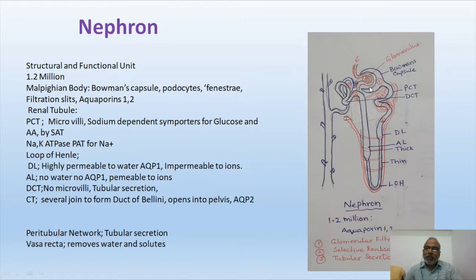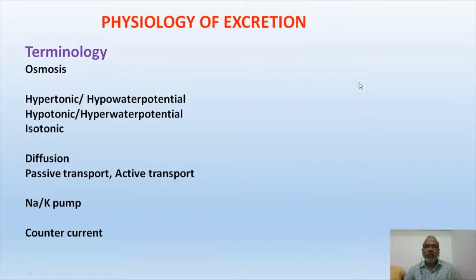And inside the Bowman's capsule, there is a ball of capillaries. This ball of capillaries is known as the glomerulus. Friends, if you observe the glomerulus carefully, blood comes into the glomerulus through a very small arteriole, and blood leaves the glomerulus by another arteriole. So this is the incoming arteriole.